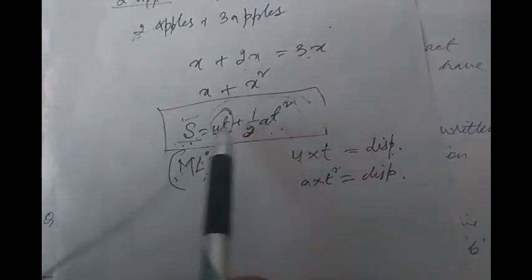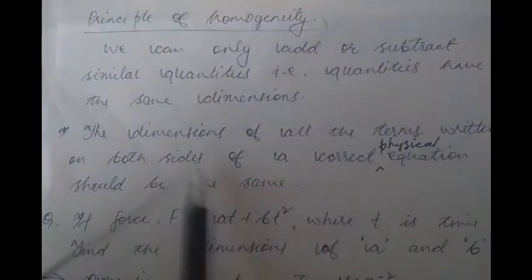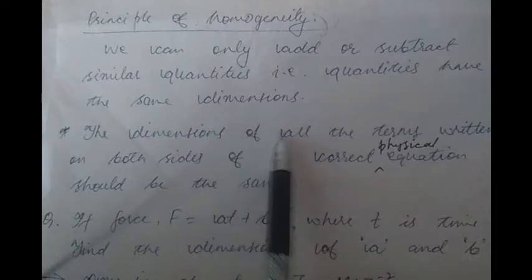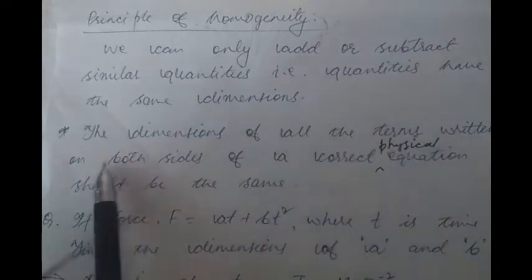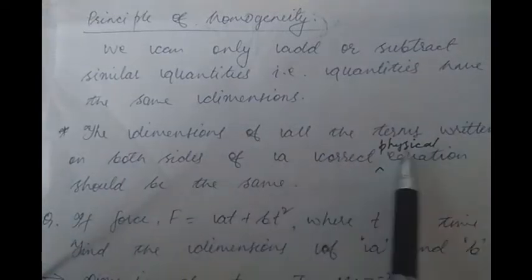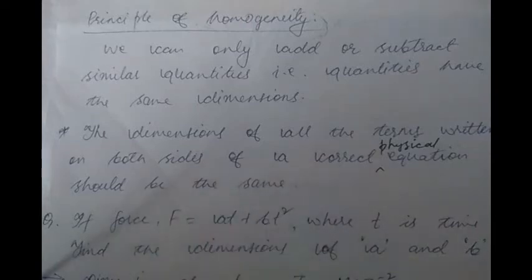So therefore we have displacement on the left hand side, MLT to the power 0 on the left hand side, we have MLT to the power 0 on the right hand side also. We are adding quantities having the same dimension on the right hand side also. So that is exactly what this statement is saying. The dimensions of all the terms written on both sides of a correct physical equation should be the same.